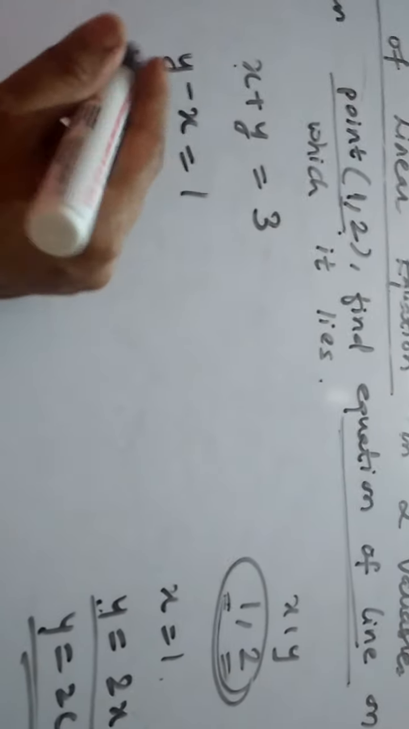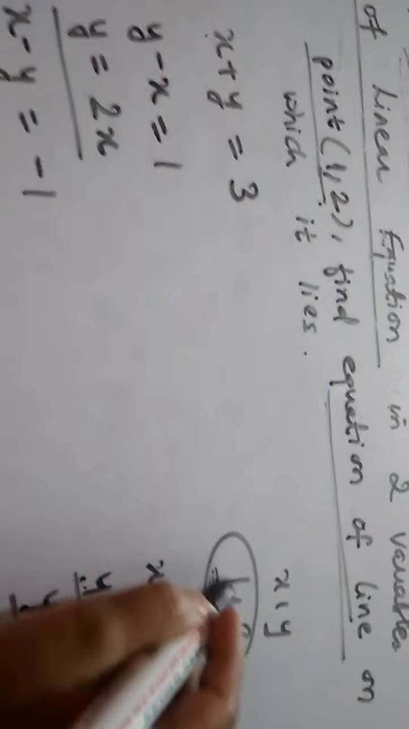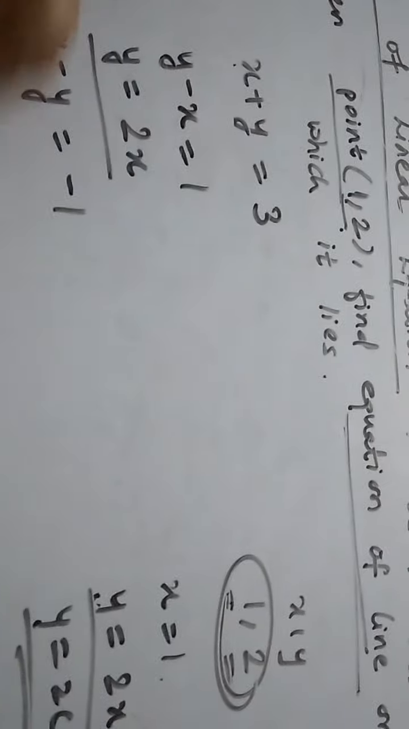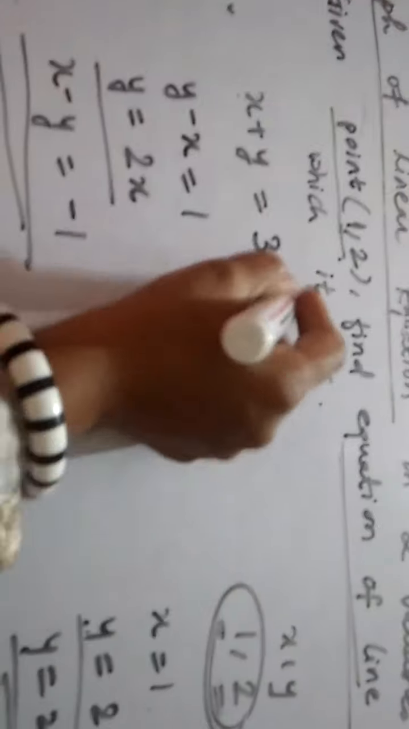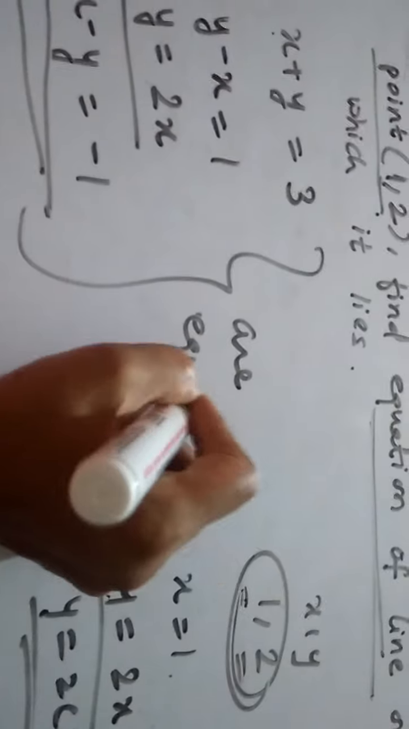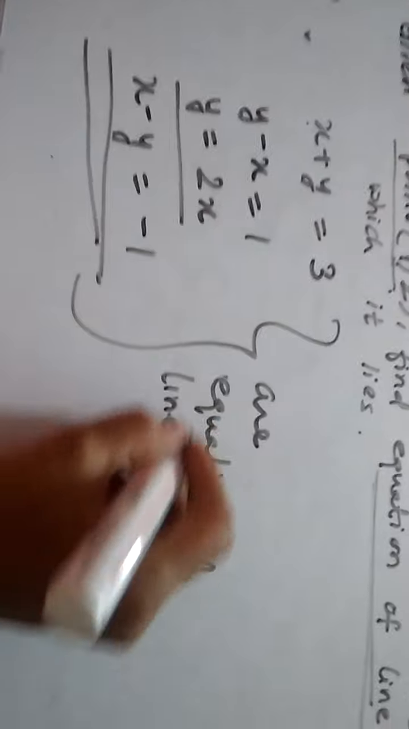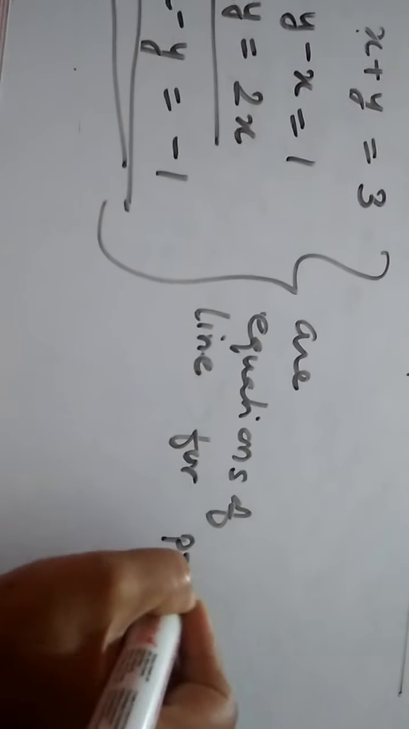देन यू कैन हैव वन मोर थिंग लाइक x माइनस y इज इक्वल टू -1. ये भी हो सकता है. 1 minus 2 is equal to -1 होता है ऐसा. 1 minus 2 is equal to -1. This can also be an equation. So all these are equations of line for point 1, 2. ये भी इक्वेशन उसका ही है. कोई भी 2-3 एग्जाम्पल्स तुम लिख सकते हो.